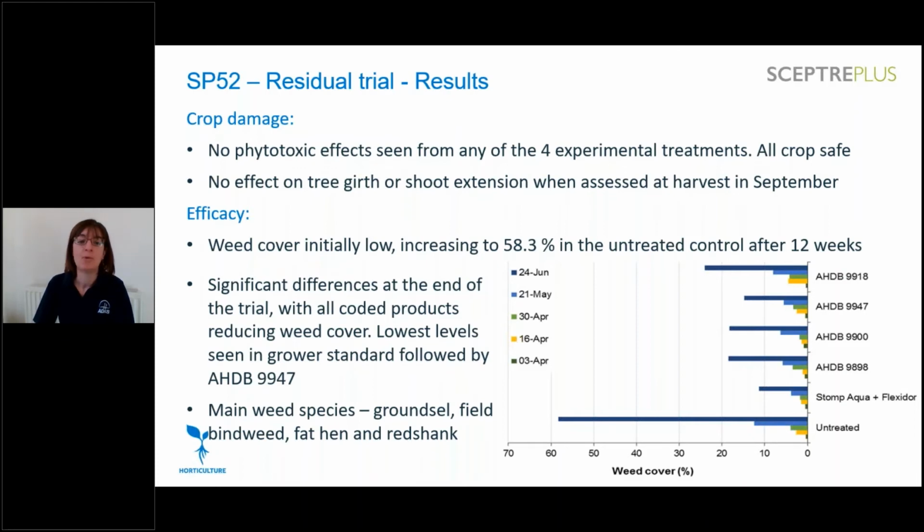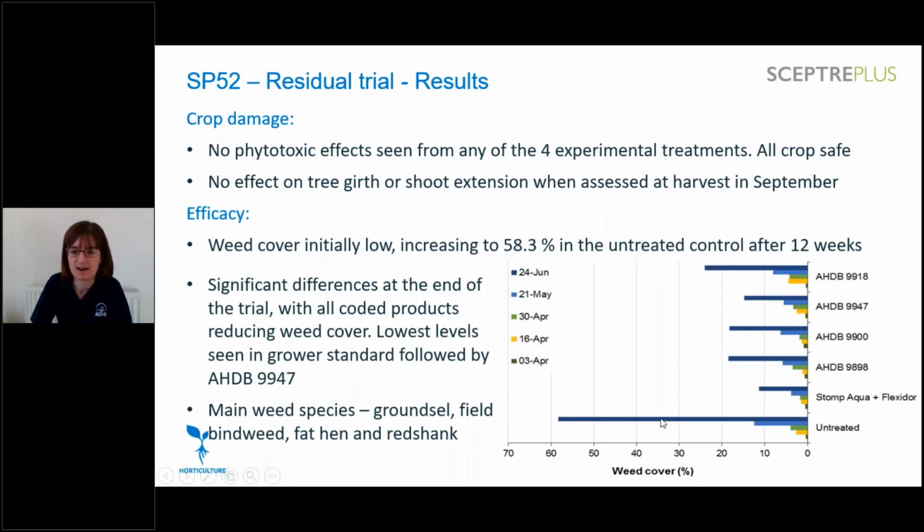The weed cover was initially low because, again, as I said, it wasn't the ideal conditions for weeds, so it was very, very dry as time went on into the trial. So the weed cover was initially low, but after 12 weeks, we were seeing that the cover of those weeds has actually gone up to almost 59% of total plot cover. So it really had increased.